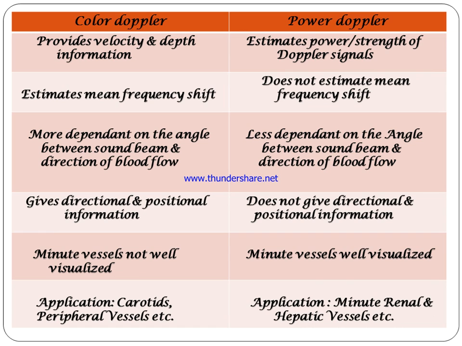Color Doppler gives directional and positional information, and power Doppler doesn't. Minute vessels are not well visualized in color Doppler, whereas they are well visualized in power Doppler. Color Doppler is used for carotid and peripheral vessels, and power Doppler is used for minor renal and hepatic vessels.